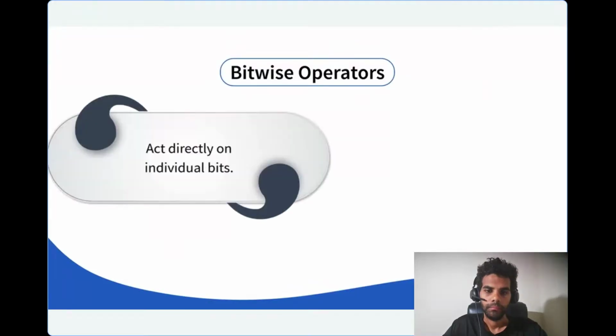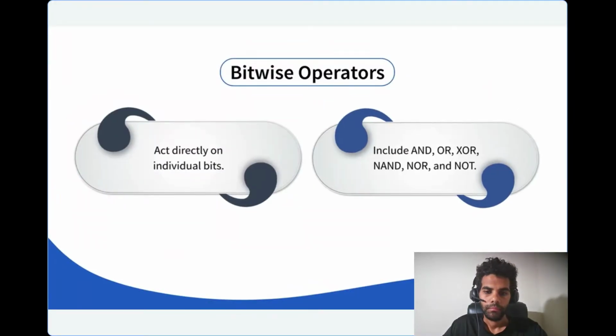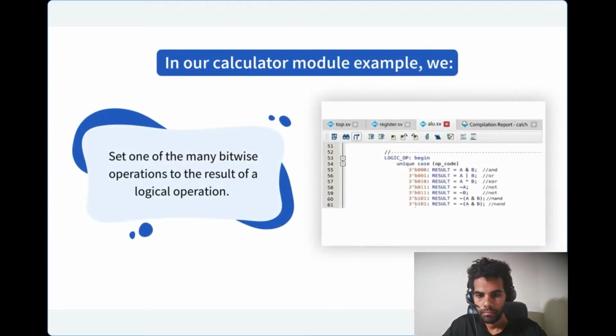So we'll start with the bitwise operators, the foundation of all digital logic. The bitwise operators act directly on individual bits. Operators like AND, OR, XOR, NAND, NOR, and NOT all fall into this group. So for example, in our calculator model, we set one of the many logical or bitwise operations to the result of a logical operation.